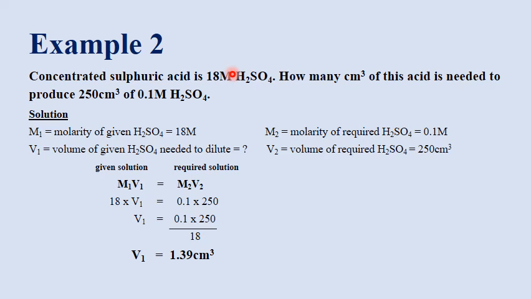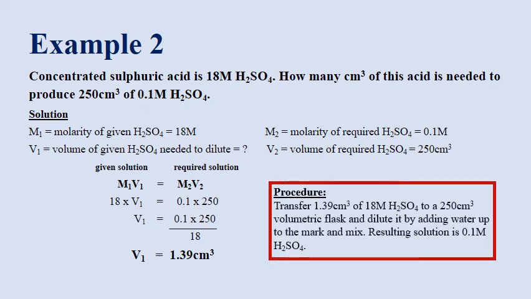When we dissolve it in water and produce a solution of 250 centimeter cube, we will get a solution whose molarity is 0.1 molar. And we are going to use the same procedure as in the previous method that we used. We will take 1.39 centimeter cube of 18 molar sulfuric acid, that is our stock solution, with the help of a pipette. We will put it inside a 250 centimeter cube volumetric flask. We will fill it with water for the purpose of dilution, and we will fill it up to the mark and mix it thoroughly, and the solution we will get will be 0.1 molar sulfuric acid in 250 centimeter cube of volume.